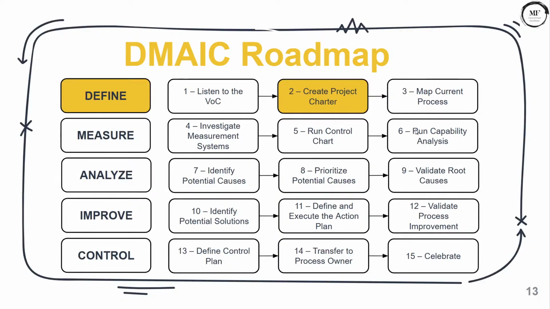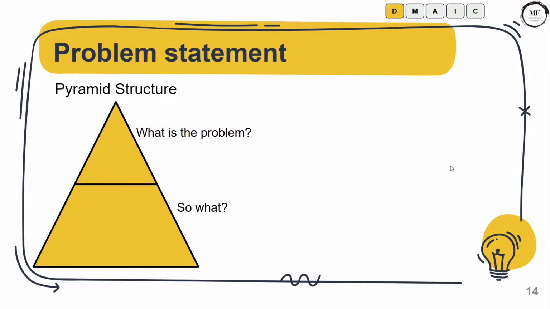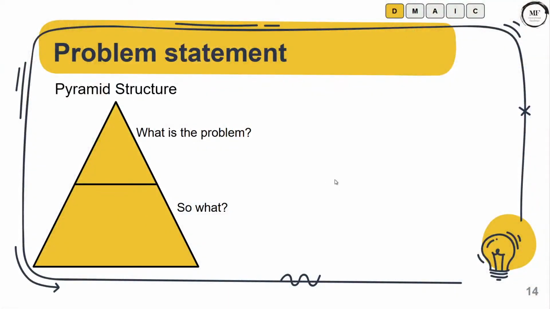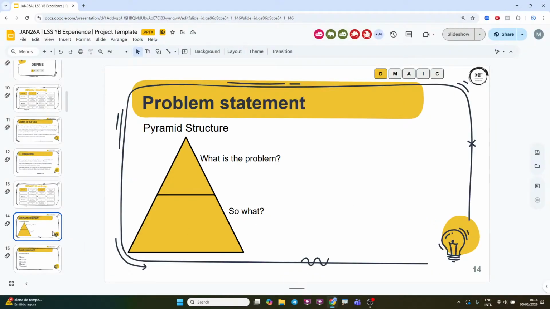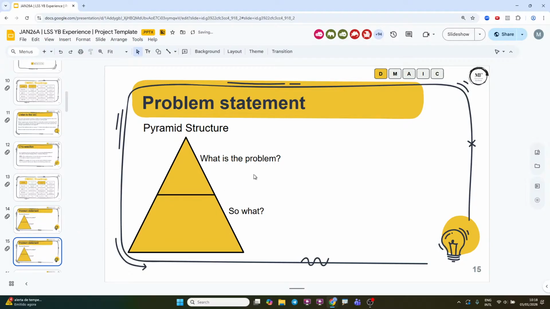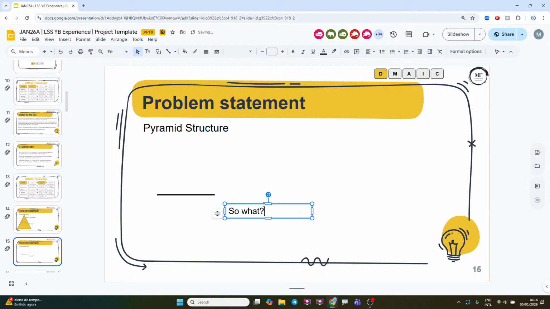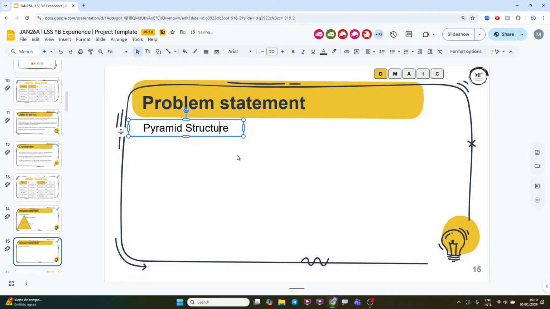Now let's create a project charter. What's a project charter? The project charter will be using pretty much the problem statement and goal statement. For the problem statement, we'll be using the famous pyramid structure. And the project charter is the best way for you to set expectations with everybody involved in the process, okay?